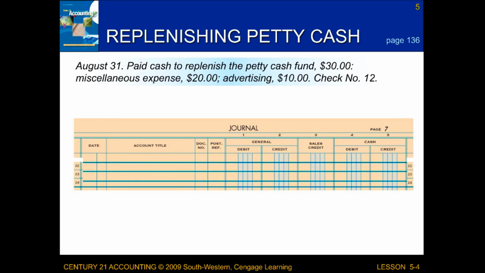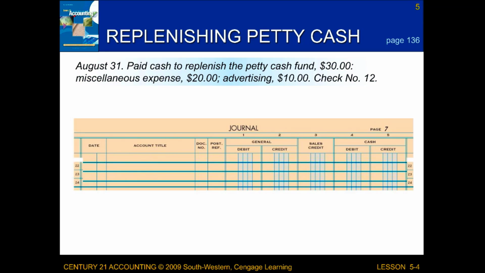So in this transaction, it says August 31st, paid cash to replenish the petty cash fund of $30. And they actually used two different expenses that they may have used their petty cash for throughout the month of August. So that's why they're doing it on the last day of the month, because they're looking at every single petty cash slip and merging it into one transaction. So they've got a miscellaneous expense that they used petty cash for sometime in the month and an advertising expense that they also paid for using petty cash sometime within the month.